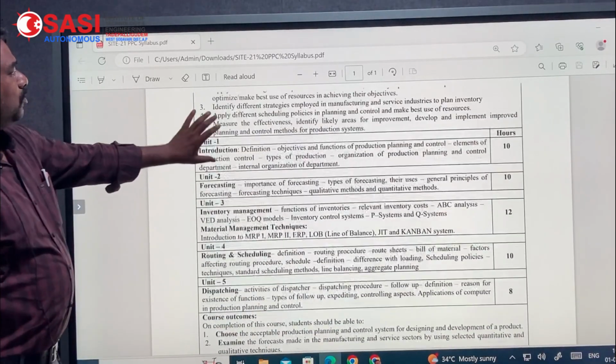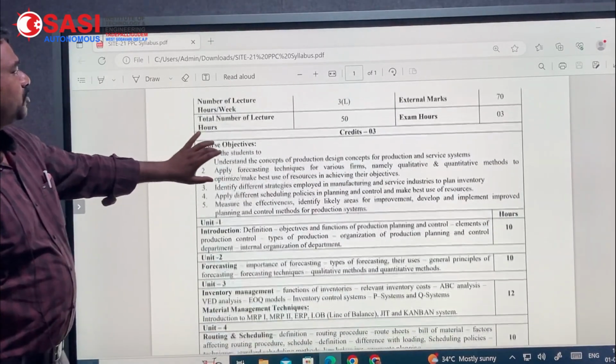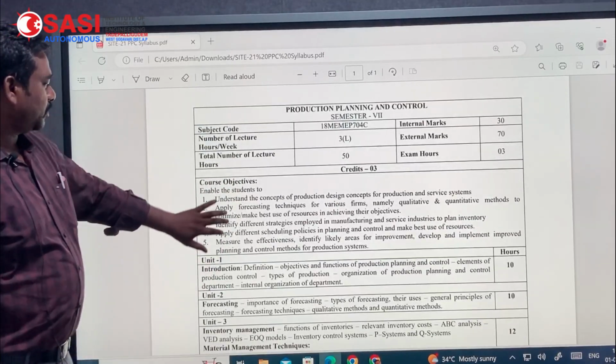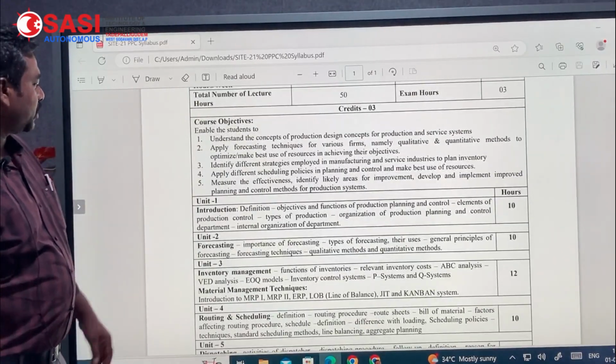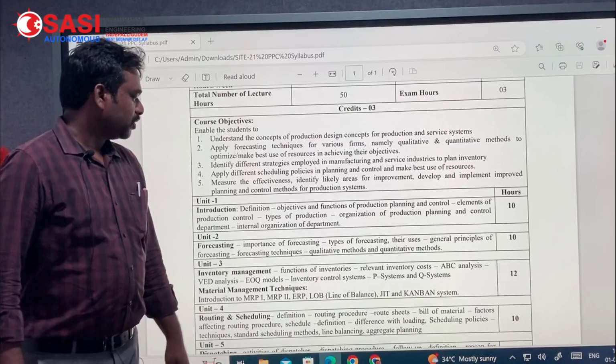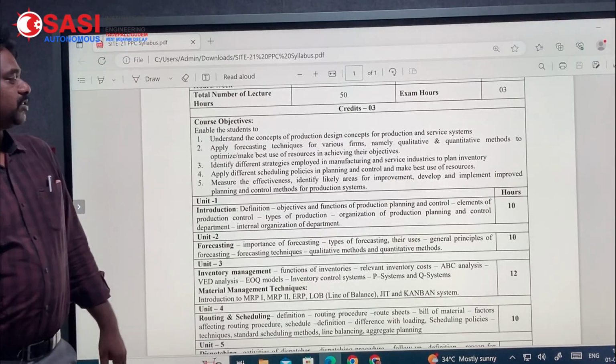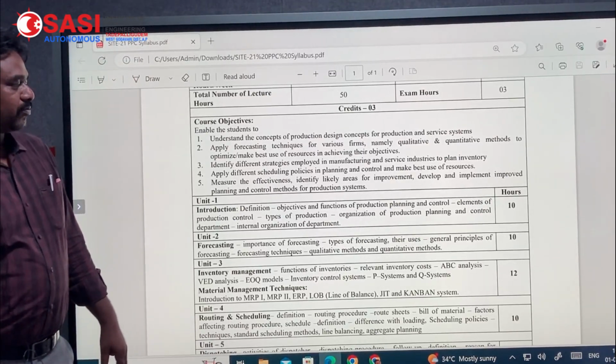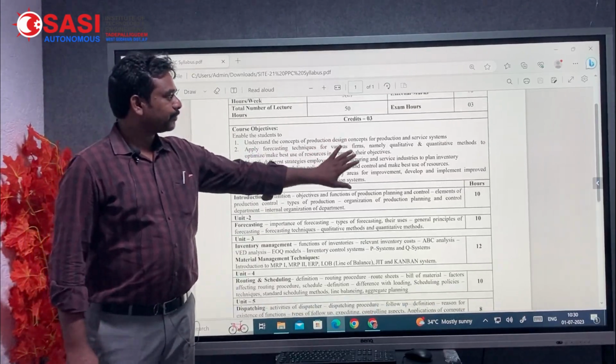So this is what we are going to have. In the next class we are going to see the introduction to our PPC, as we start our first unit. We are going to see the definitions and the activities of PPC. Thank you.